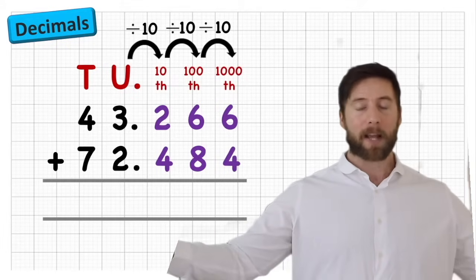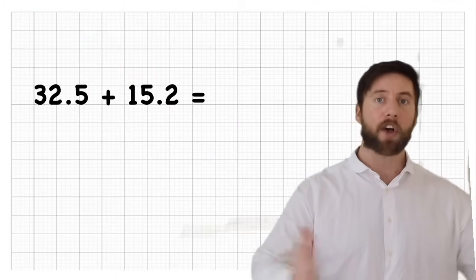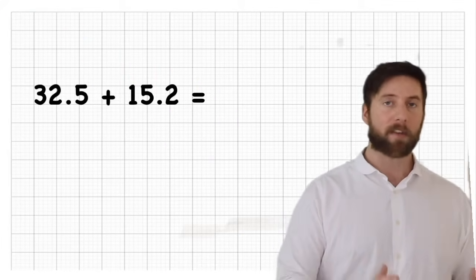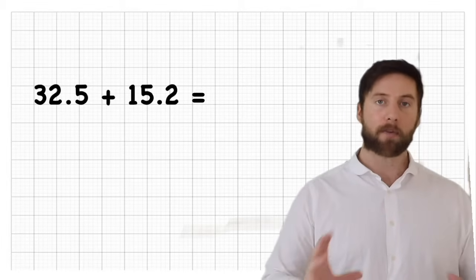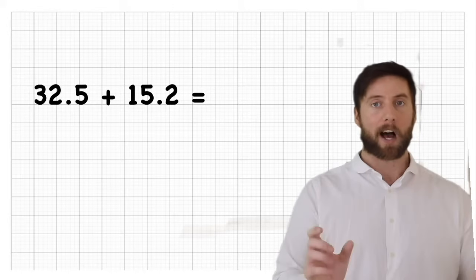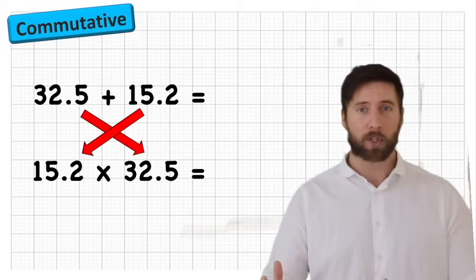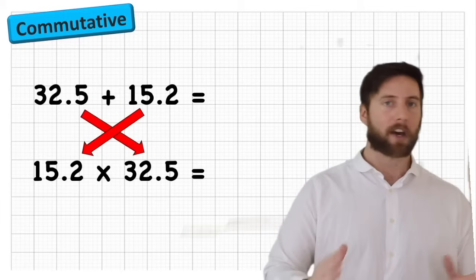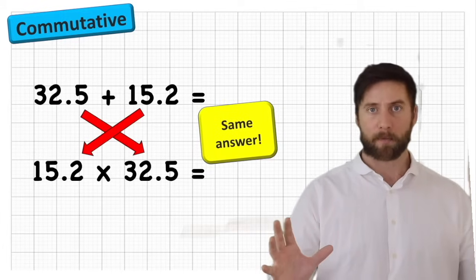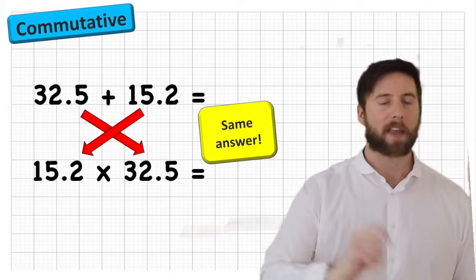The length that our place value chart can go is infinite. Okay, so let's have a question. Let's have 32.5 add 15.2. Now remember, addition is commutative. It doesn't matter which way around we put these in our questions. It could be 32.5 add 15.2 or 15.2 add 32.5. It doesn't matter at the moment because this is addition. Not the same rule for subtraction, but we'll get there in a minute.